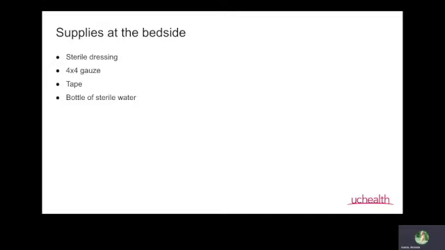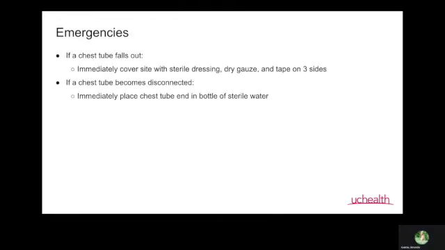Supplies to always keep at the bedside if you do have a chest tube are a sterile dressing, 4x4 gauze, tape, and a bottle of sterile water. In the case of an emergency, if a chest tube falls out, immediately cover the site with sterile petroleum dressing, dry gauze, and then tape on 3 sides. If a chest tube becomes disconnected, immediately place the chest tube end in a bottle of sterile water. This helps create a water seal.